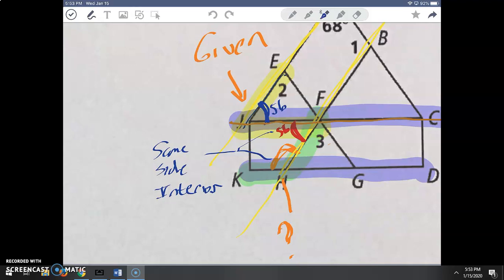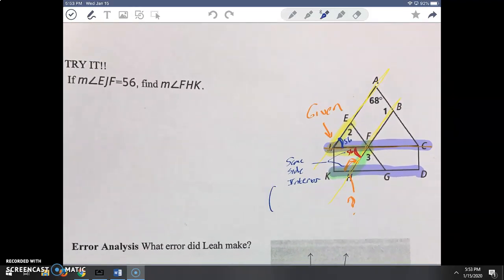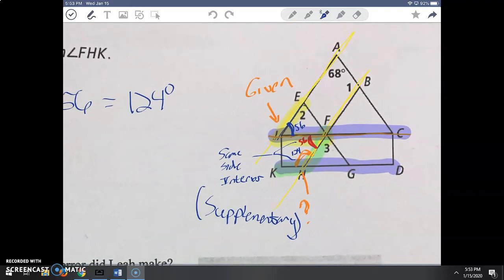Because they're same side interior, they are supplementary. So again, remember, this is supplementary, so that means they equal 180. So we do 180 minus 56, and we end up with 124. So this angle here is going to be 124.